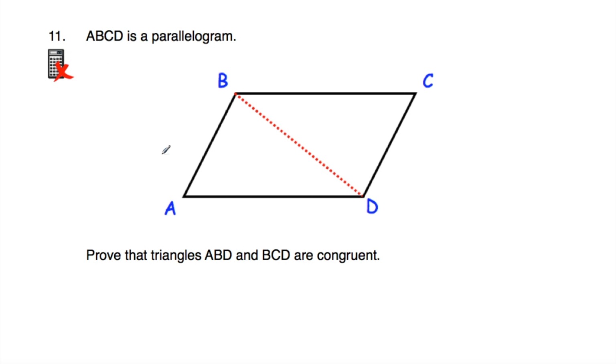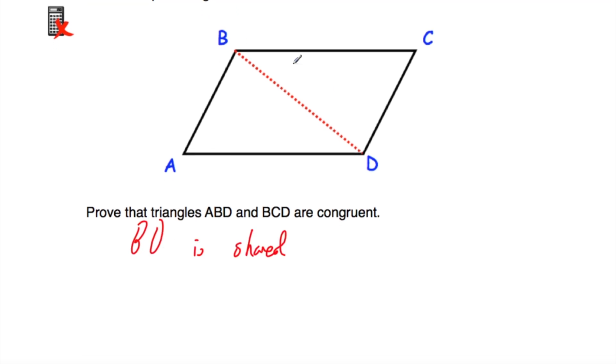Question number 11 says that ABCD is a parallelogram, and we've got this parallelogram ABCD, and you can see it's been split across diagonally. Points B and D are joined up, and we've been asked to prove the triangles ABD and BCD are congruent. So we want to prove that this triangle is congruent to this triangle. Let's see what we've got. If we look at triangle ABD, we've got the side BD. And if we look at triangle BCD, we also have the side BD. So BD is shared, so I'm going to write that down to begin with. We now know the two triangles have a side in common, and that means it'll have the same length for both of those triangles.